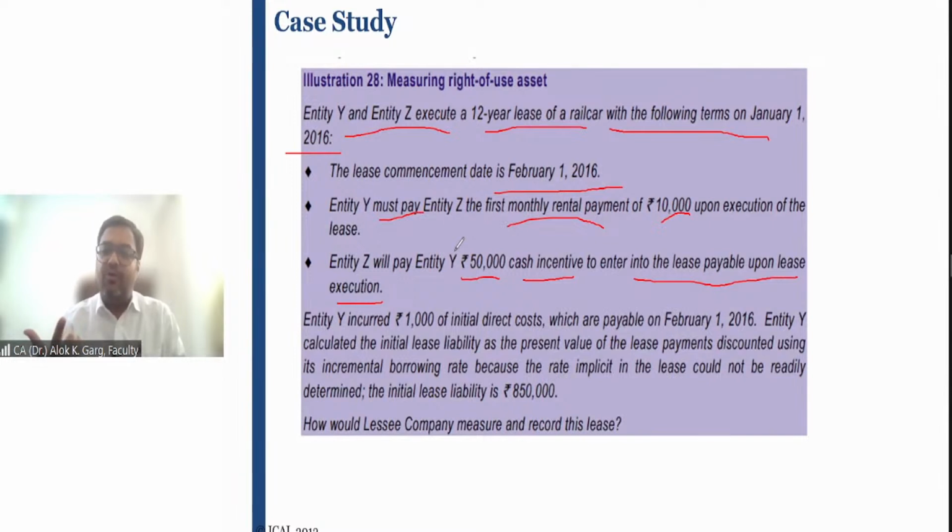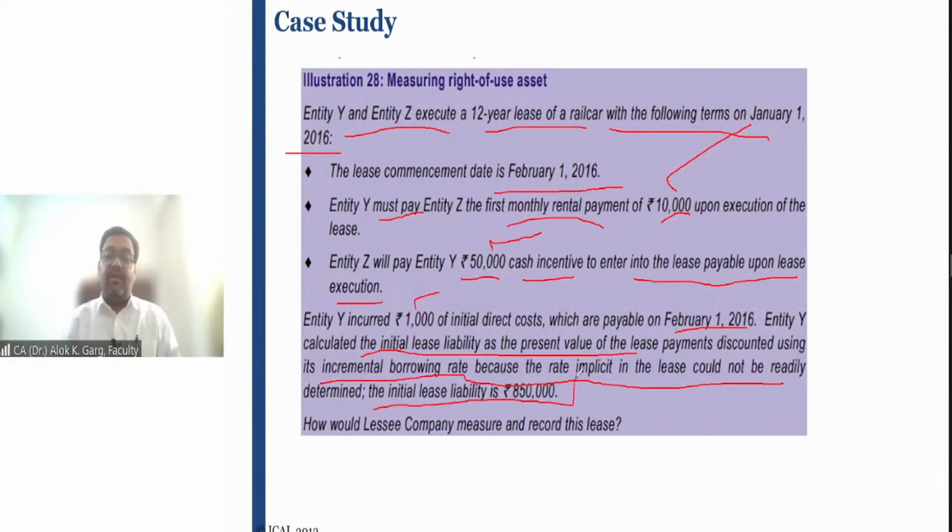And I have told you the reason for that. Entity Y, lessee, has paid 10,000 rupees. Lessor is paying to the lessee 50,000 rupees. And again, lessee has incurred 1,000 rupees of initial direct cost, right? Which is payable on the commencement date. Entity Y calculated the initial lease liability as the present value of the future lease payment, discounted using its incremental borrowing rate, because the rate implicit in the lease could not be readily determined. The initial lease liability is 8,50,000.